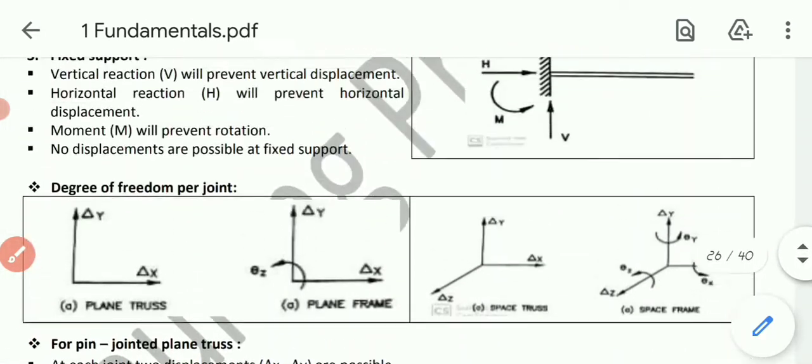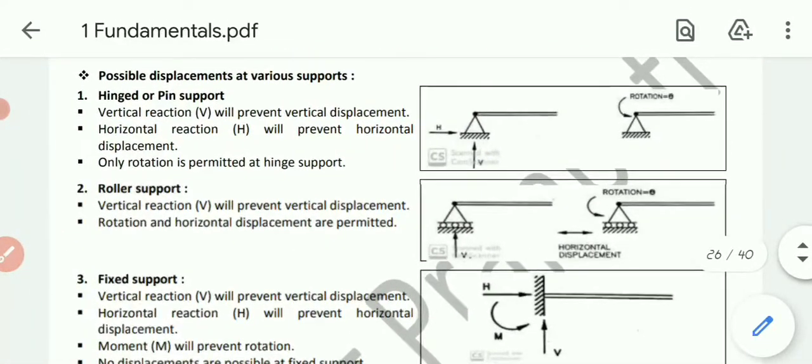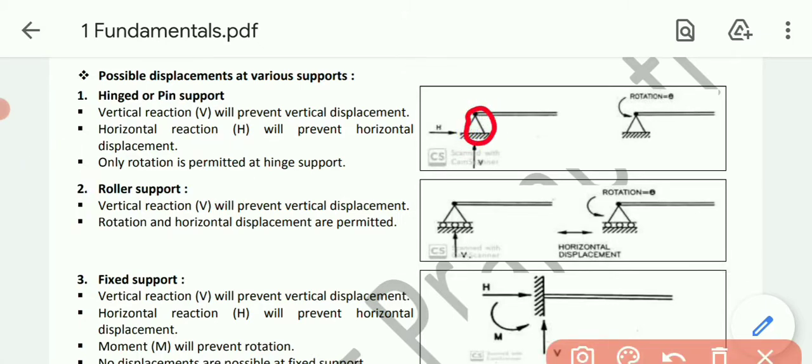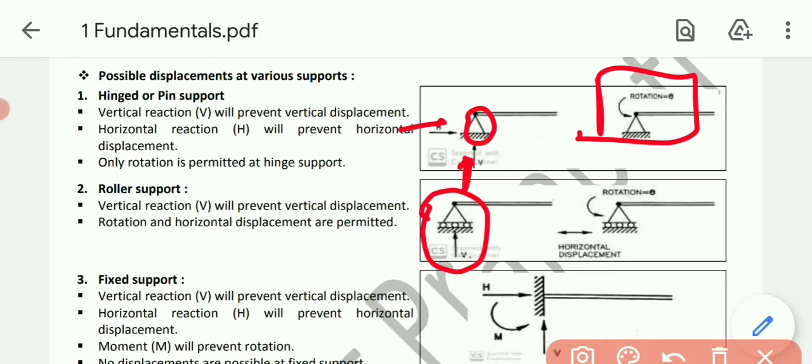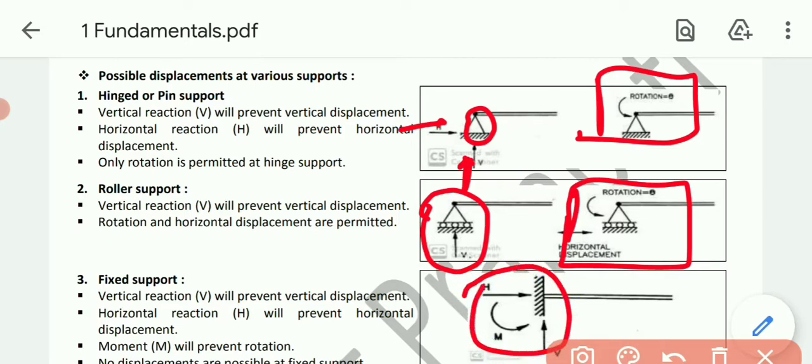We have seen this in theory also; I showed you in the previous video that in case of a hinge support, two reactions are produced, so ultimately only one remains, that is rotation, which is allowed. In case of a roller support, only one reaction is produced, so the displacements allowed are two, that is rotation and horizontal. While in case of a fixed support, as all three reactions are produced, no displacement is allowed.